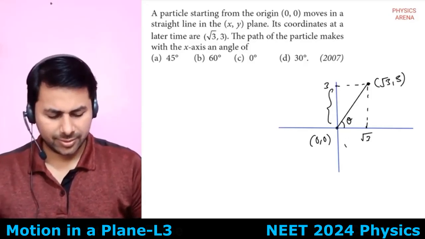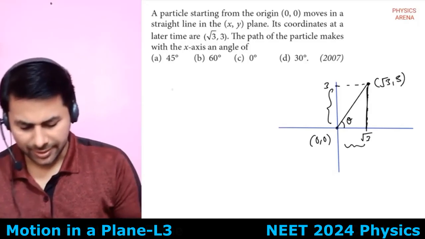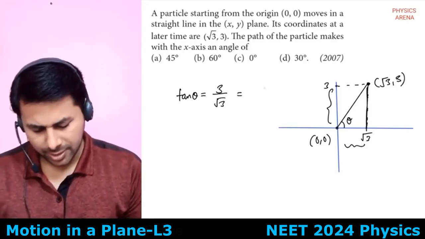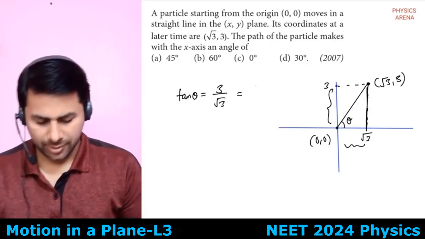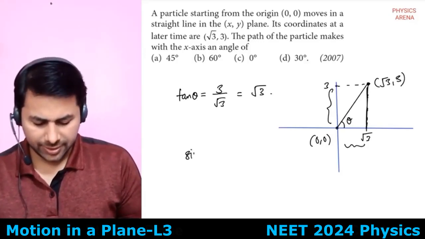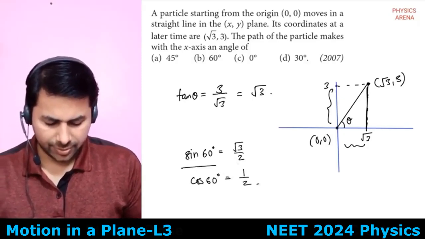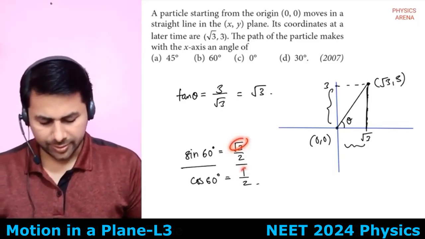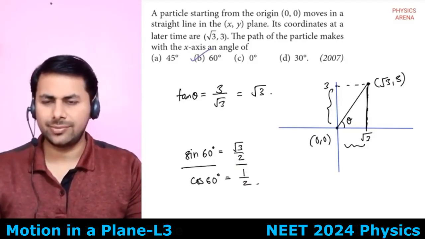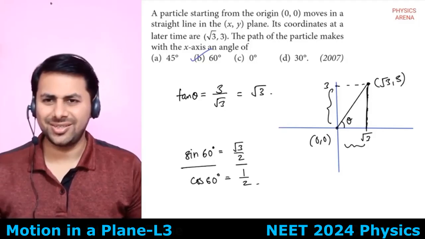You can find out tan of theta, which will be 3 upon root 3, right? Okay. Tan of theta will be equal to root 3, right? It's 60 degrees. Sin 60 is root 3 by 2. Cos 60 is 1 by 2. If you divide this, you will have root 3. This 2 and 2 will get cancelled out. Okay. This is clear. Question solution, is it clear, Sai?